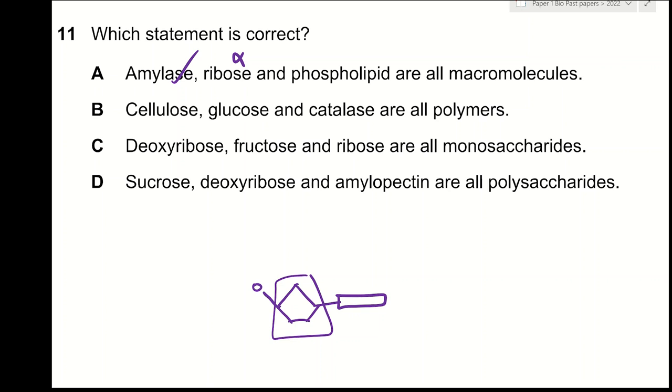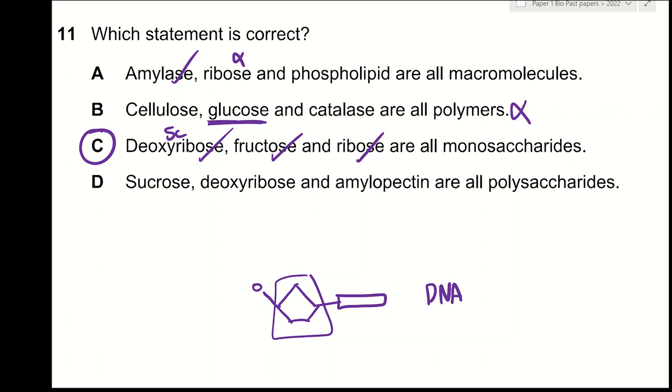For B, cellulose, glucose, and catalase are all polymers. Now, as we said, glucose is a monomer. It's not a polymer. It's a monosaccharide. Therefore, this is incorrect. C, deoxyribose, fructose, and ribose are all monosaccharides. Now, deoxyribose is the sugar component found in DNA nucleotides. As we said, ribose is found in RNA nucleotides, and deoxyribose is found in DNA nucleotides. Therefore, it's a sugar component, and it's made of 5 carbon atoms. So it's correct, it's a monosaccharide. For fructose, yes, it is also a monosaccharide. And ribose is also the sugar component of RNA nucleotides. So this is correct, they are all three monosaccharides, and the answer is going to be C.